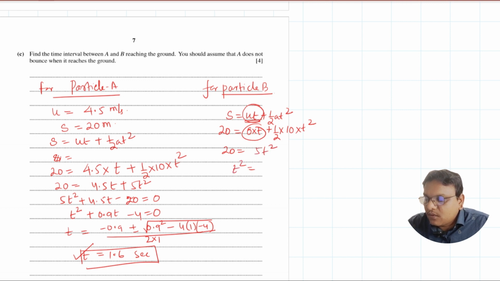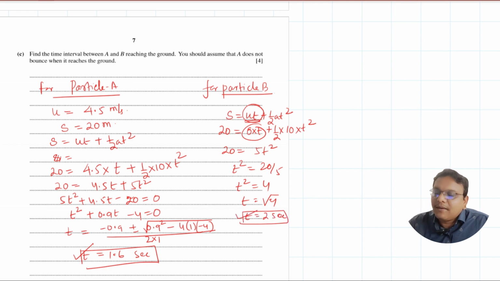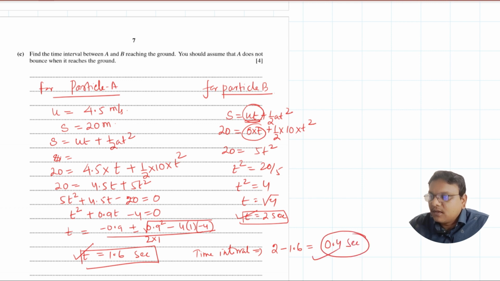So t squared is equal to 20 over 5, so t squared is equal to 4, and t equals the square root of 4. So we got t equal to 2 seconds. Basically we normally get two values, plus 2 and minus 2, but obviously I'm taking the positive value for the time, so it is 2 seconds, right? Time interval means time difference, right? So the time interval between these two particles will be 2 seconds minus 1.6 seconds. This answer will be 0.4 seconds. This is the answer for this question. Okay, I hope everybody understood this.